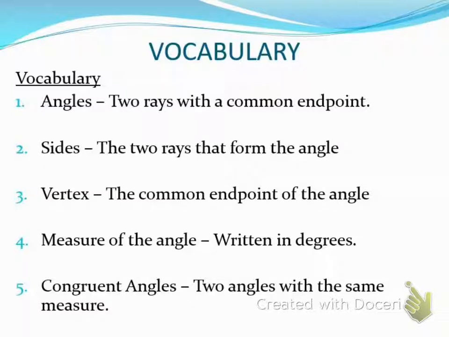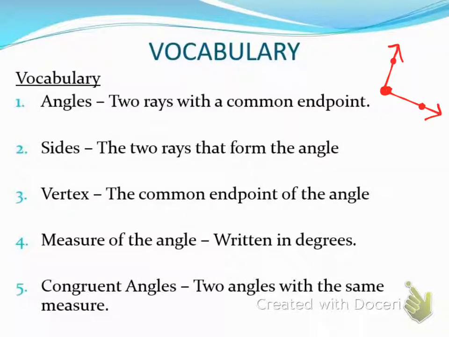Our first vocab word, angles, or an angle. Two rays with a common endpoint is what forms an angle. So we have an endpoint. We have a ray going off one direction, another ray going in another direction. That is how we form an angle. Those rays also usually have their other points marked on them. So this whole thing represents an angle.